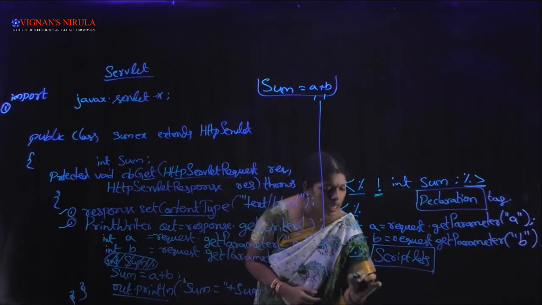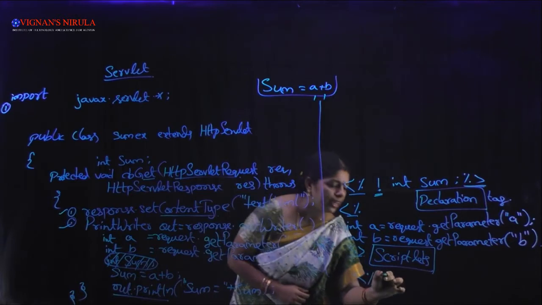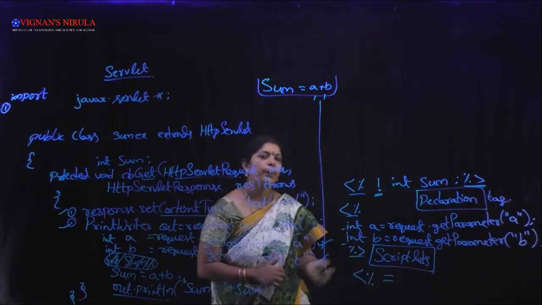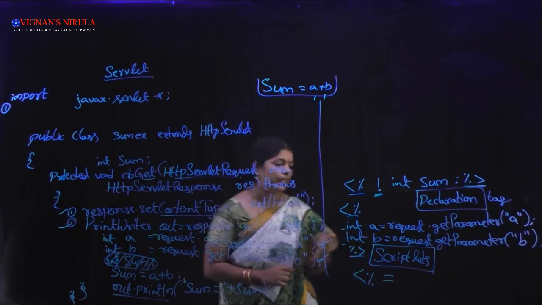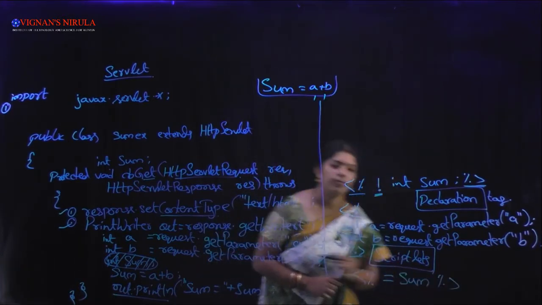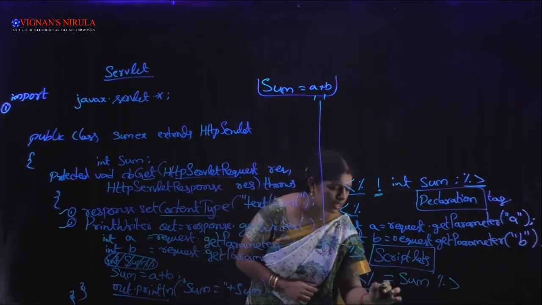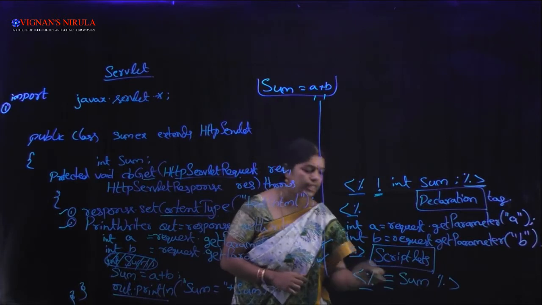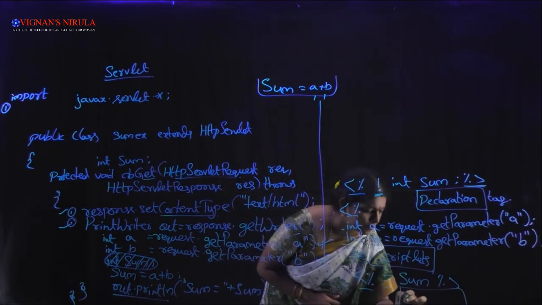To display any resultant value in a web page, we are using the out.println. So here I am using the less than symbol, modulo symbol and equals to. By using the equals to, I want to display any variable, that is, equals to sum I want to display. So what it means, here I am using the equals to. This is the expression tag.